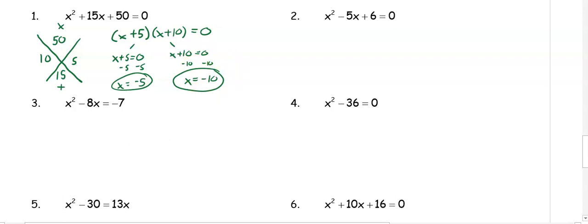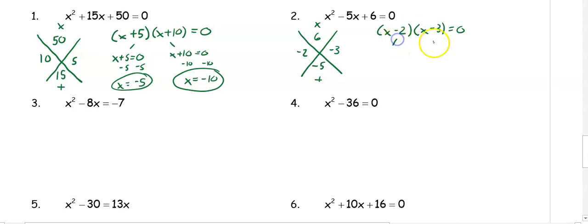In number 2, we want to know two numbers that multiply to 6 and add to negative 5. So this time we want two negatives. Two numbers that multiply to 6 are 3 and 2. If we make them both negative, they add to negative 5. So we have x minus 2 and x minus 3.